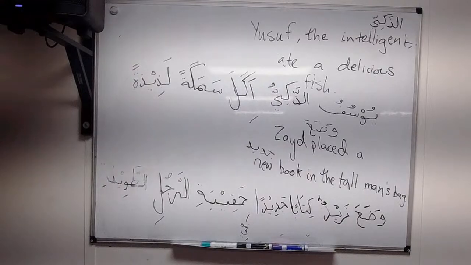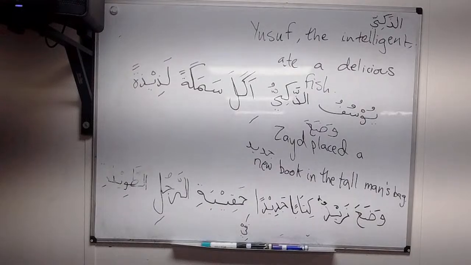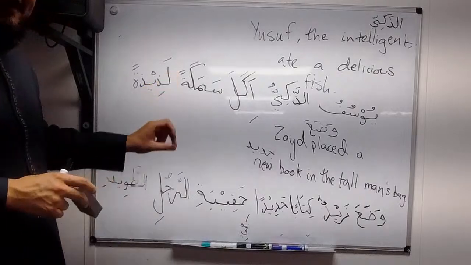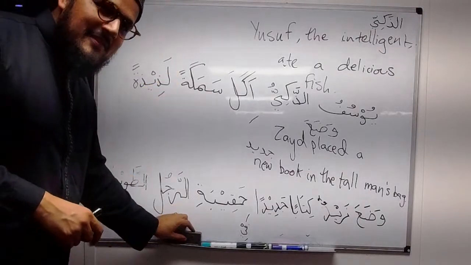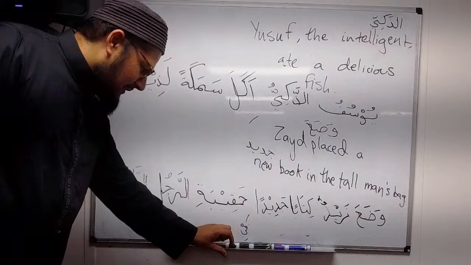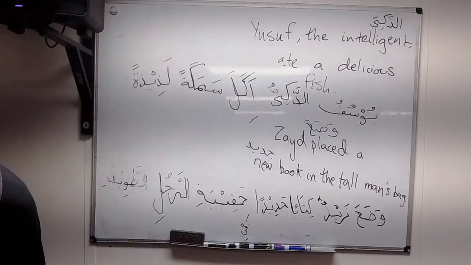Why was it samakatan again? It's the maf'ul. It's in the nasab state. Okay, I'm getting them confused. Nasab is the object, Rafa is the subject. Sorry. Inshallah, we'll continue with our examples after the prayer, inshallah.